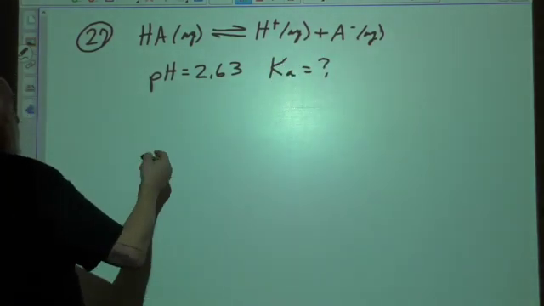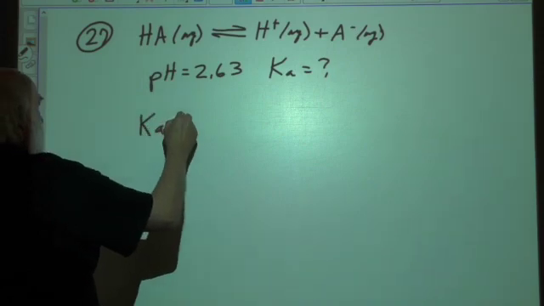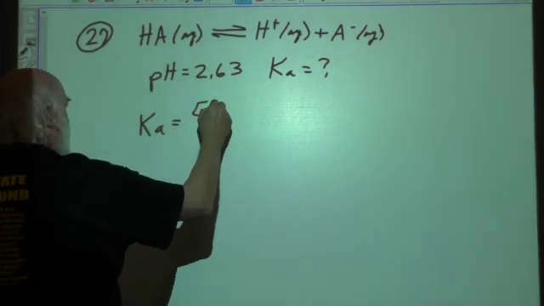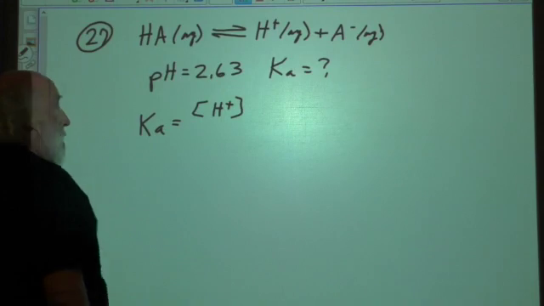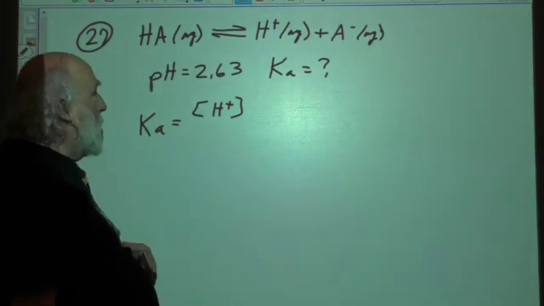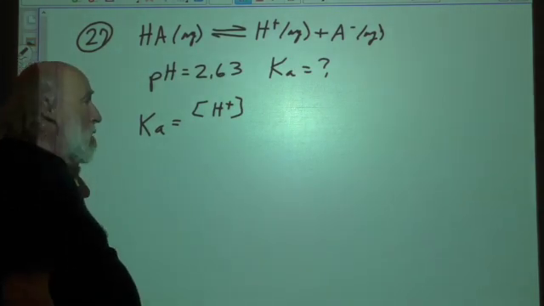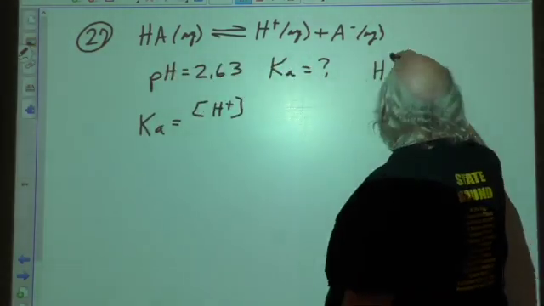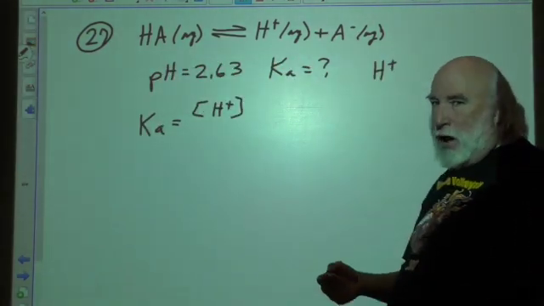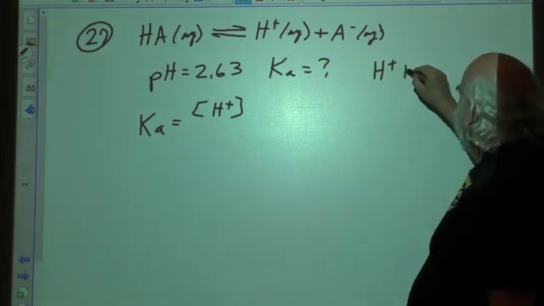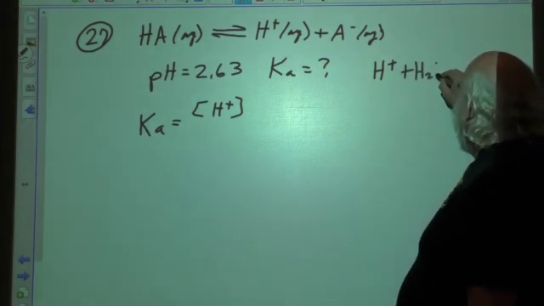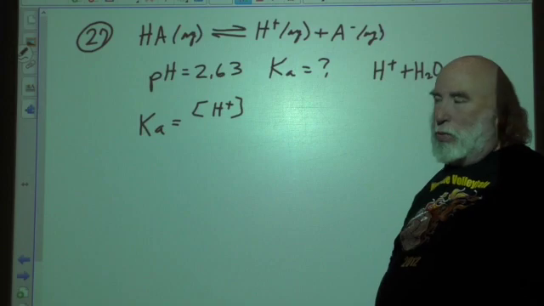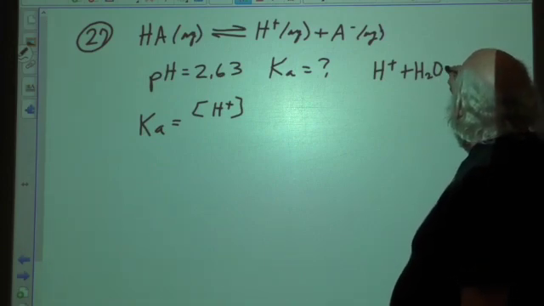Okay, well the Ka is going to be the concentration of hydrogen ion. And by the way, they call this hydronium ion, even in the previous problem. Let me explain very quickly what that means. H positive is hydrogen ion. You add water to that, it will bond a little bit to that to create H3O.